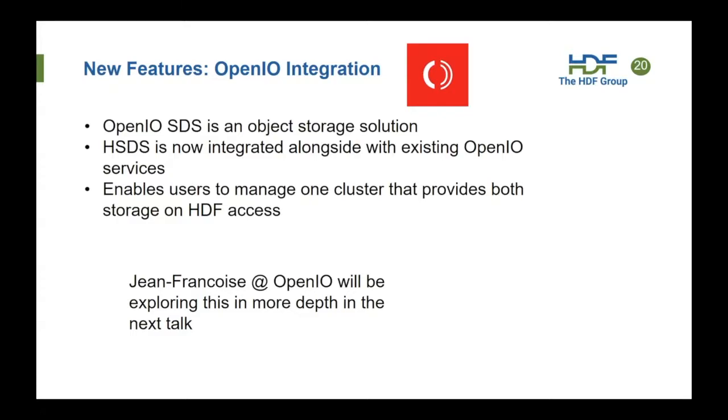Okay, I don't want to steal Jean-François' thunder, but we're working with OpenIO, and this idea here is to have an OpenIO storage cluster that's also an HSDS server. So you have one cluster now, not two, and you have the scalability on multiple machines, and you have ease of maintenance because there's only one thing to maintain.